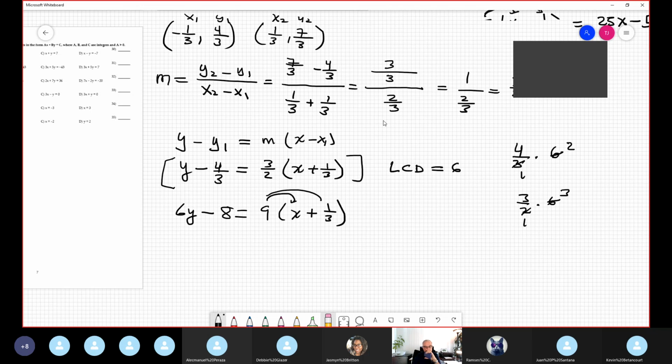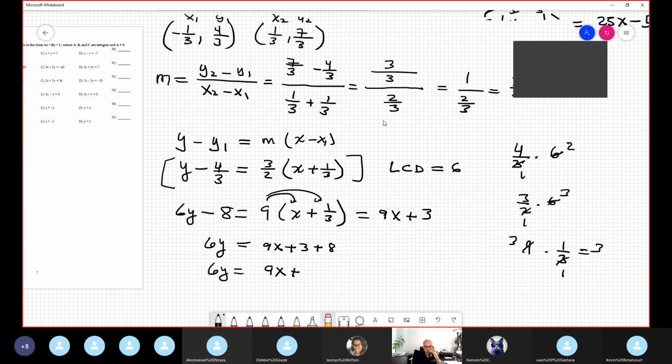Now distribute the property, and 9x plus 3. Because 9 multiplied by 1/3 is equivalent to dividing by 3. So you divide, this is 3, this is 1, 3 times 1 is 3. So we have 3. Okay. Now finally, for y, this is 6y is equal to 9x plus 3 plus 8. 6y is equal to 9x plus 11, divided by 6, everything.